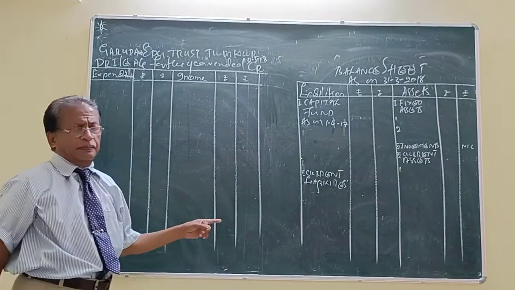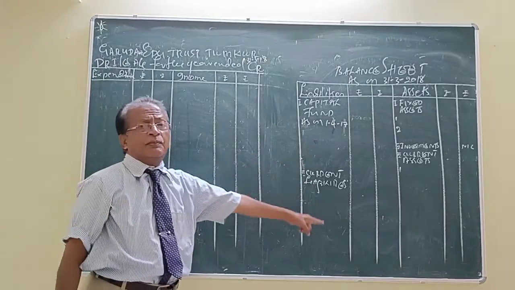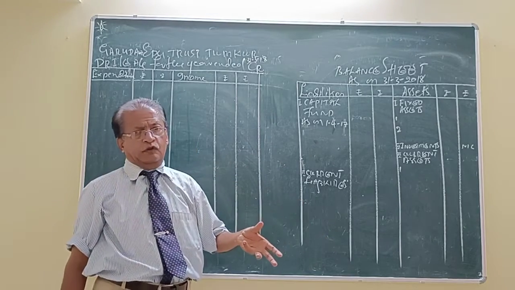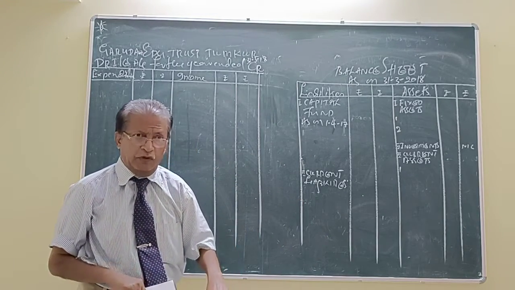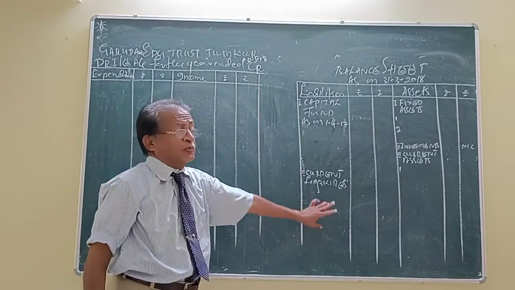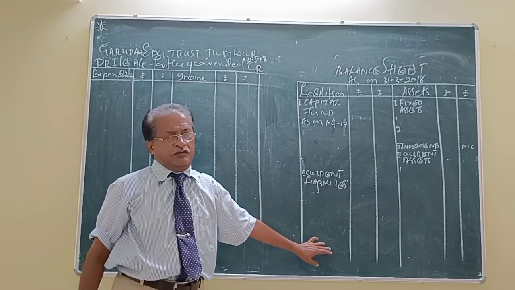You should prepare the income and expenditure account and the balance sheet simultaneously so that we can save time. And before that, you should be ready with the specimen of the balance sheet so that we can save time. Okay?